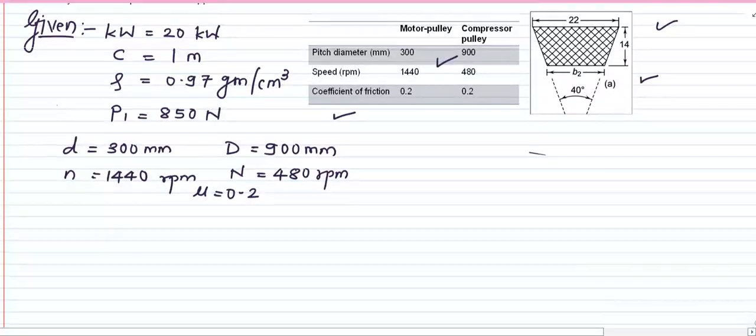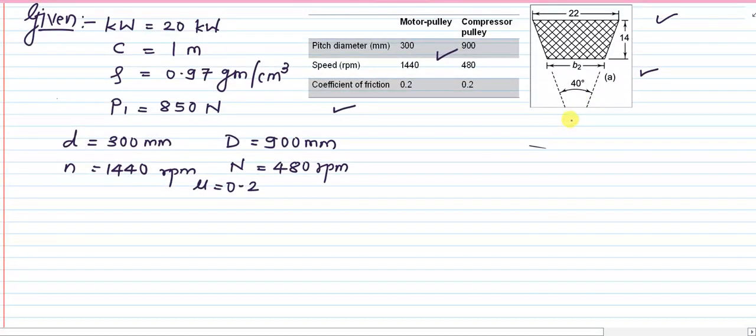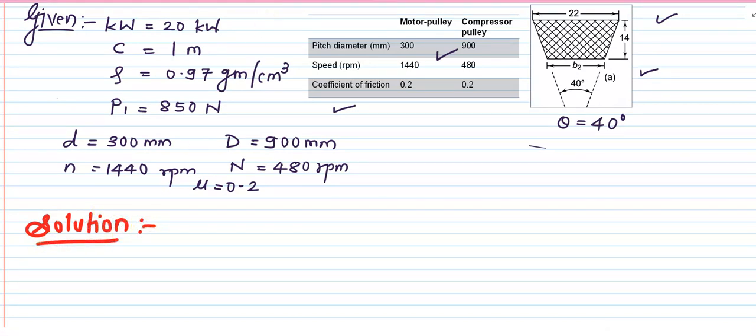Actually there is one more data which is given in this figure. The data tells us that theta is equal to 40 degree, where theta is the angle of the V belt. This understanding will be necessary at a certain step. Now we can proceed with the solution. So let us first understand what our approach towards the solution will be. How should we proceed?